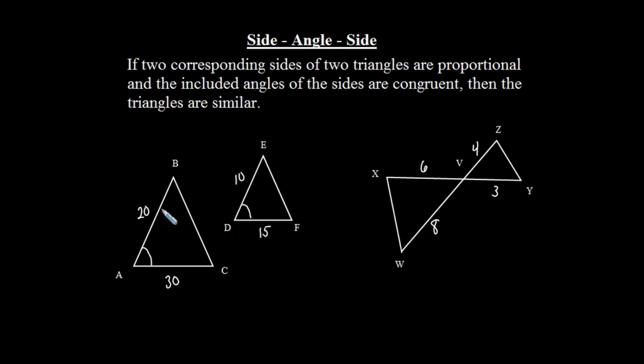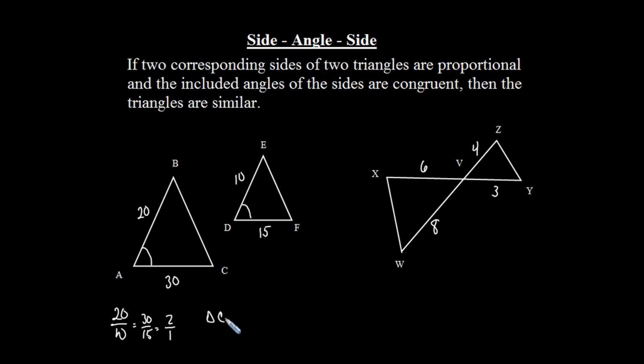So we can see in this example here, we have two sides that are given, 20 and 30, and then we have two sides of this triangle that are given, 10 and 15. If we compare those, 20 over 10 and 30 over 15, that simplifies down to 2 over 1. So we can see that they are proportional. And then you can also see that we are given angle A congruent to angle D. So because of that, we know that we have two sides that are proportional and the angle between them, the included angle, which is here.